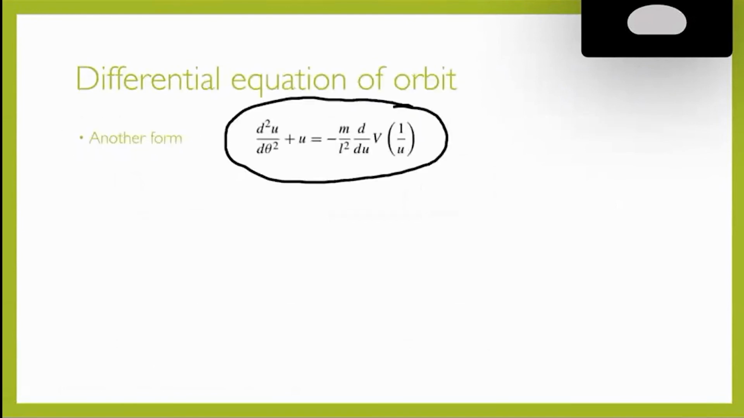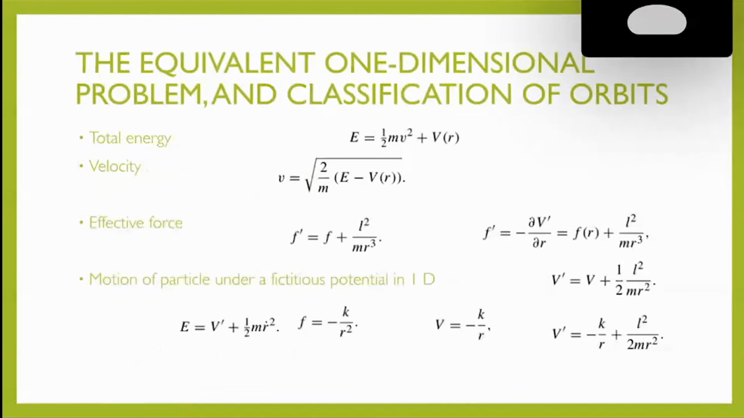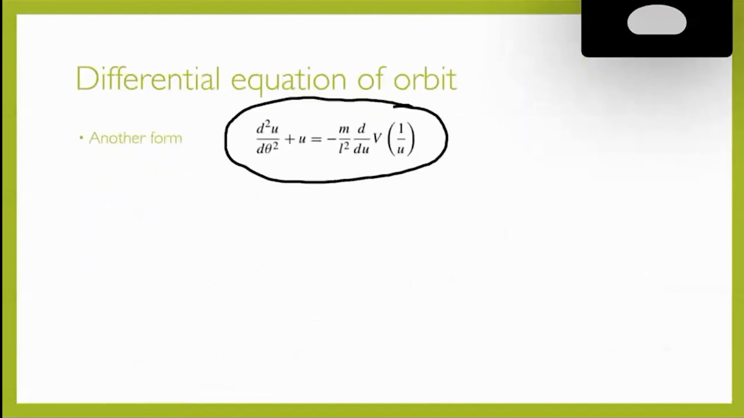Differential equation of orbit: you can go through the derivation. It is given in many of the books. So all the properties I have tried to cover: conservative force, angular momentum conservation, then how the effective force looks, how the effective potential looks for different potentials. Then this is the differential equation of the orbit.